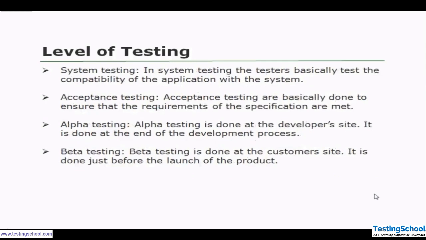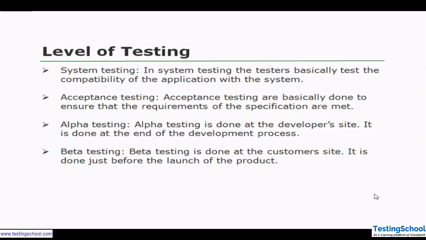Then we have the acceptance testing, that is UAT. Acceptance testing is basically done to ensure that the requirements of the specification are met. Then we have the alpha testing and beta testing.